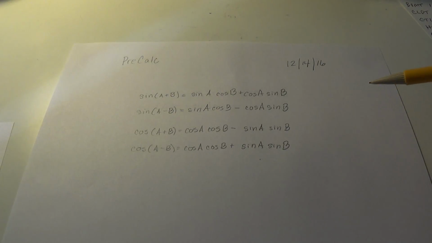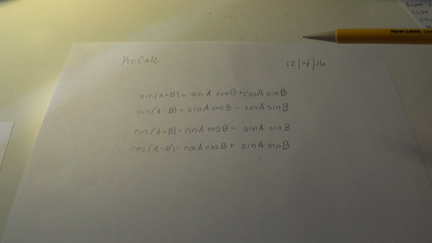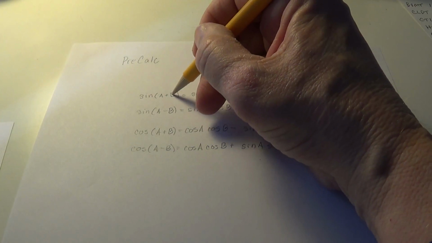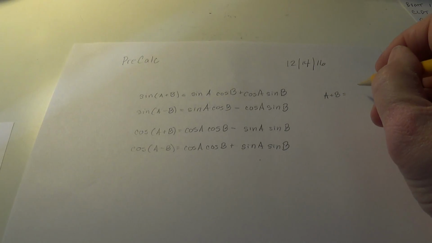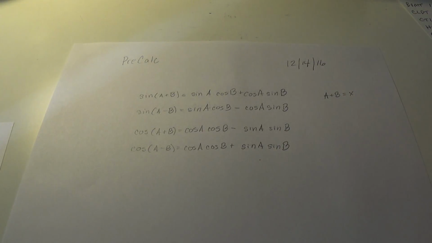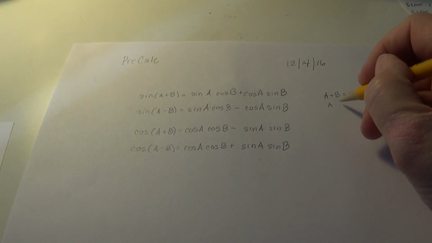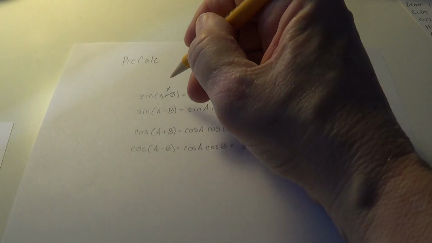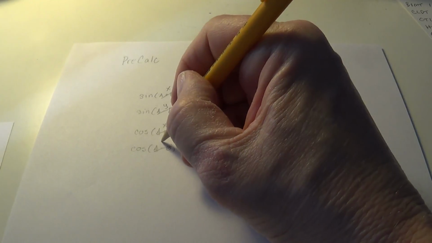All right, now that you've got that down, I want to make a little substitution here, which will get me where I want to go. And the substitution is going to look like this. Whenever there's an a plus b, I'm going to replace it with an x. So here, and wherever there's an a minus b, I'm going to replace it with a y. So x, y, x, y.